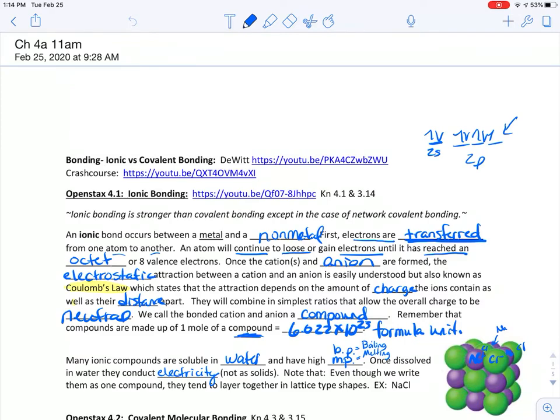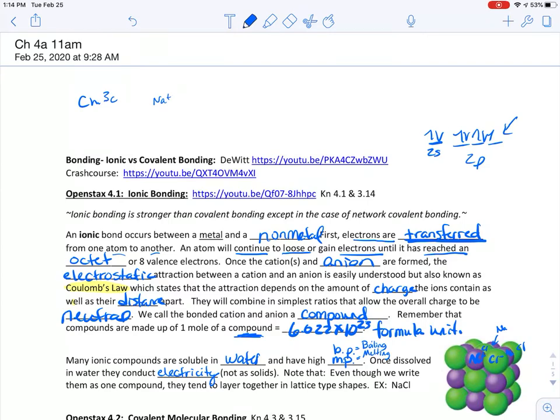Hey, so this is chapter 4A, and this is where we discuss the differences in ionic and covalent bonding. Now, both classes, we had gone back and we had reviewed chapter 3C, and that was at the end of the other video where we talked about balancing charges.